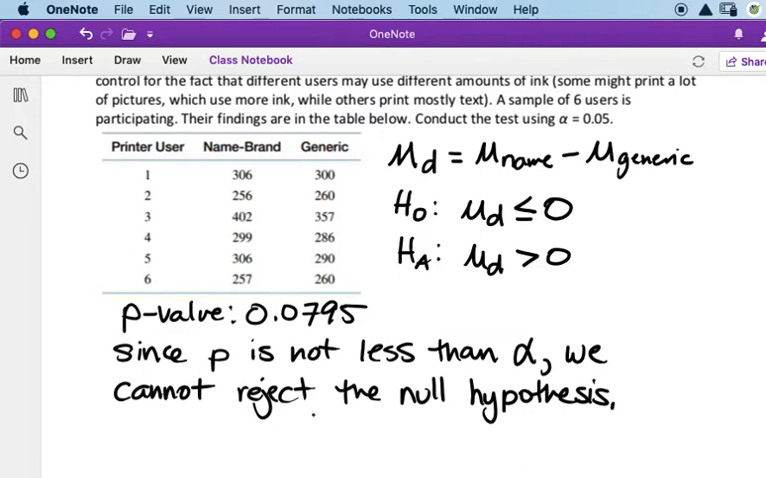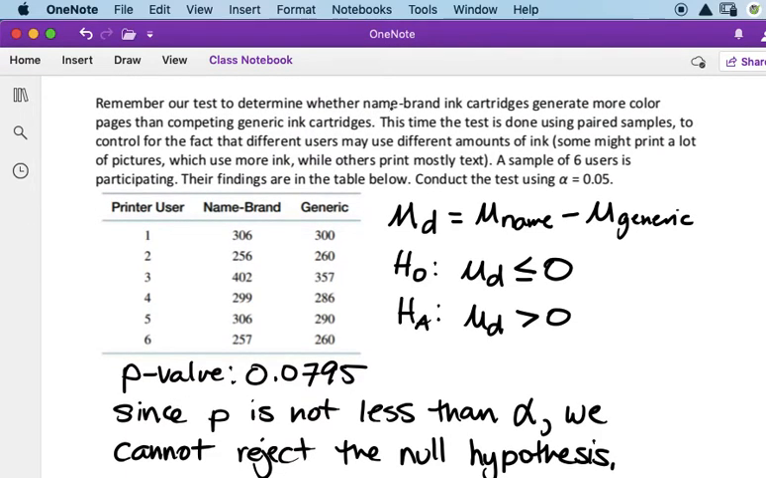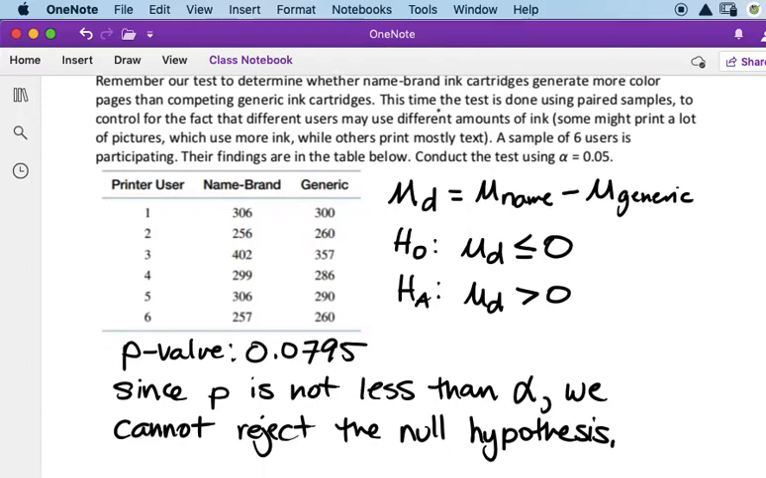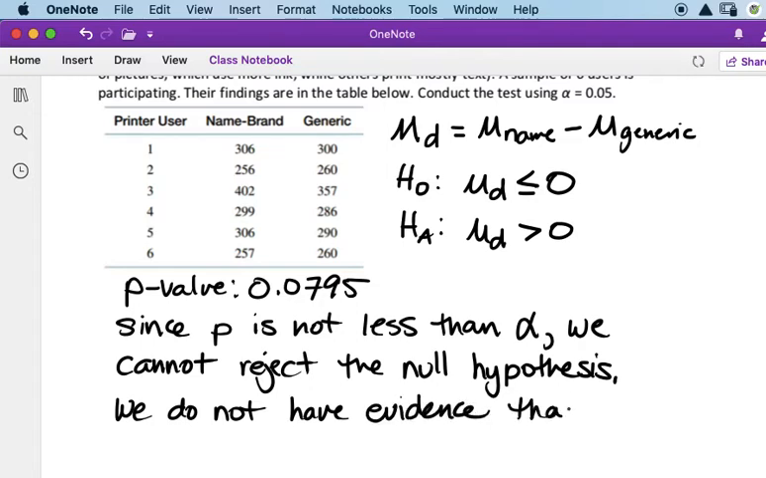And since we're not rejecting the null hypothesis, what does that tell us about our situation? Well, that tells us that we cannot say that the name brand cartridges print more pages than the generic cartridges. So we do not have evidence that the name brand prints more pages, or we do not have evidence to support our claim.